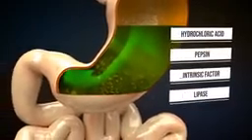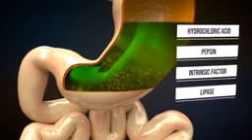Gastric juice consists, among other things, of hydrochloric acid, the enzyme pepsin, the intrinsic factor, and lipase for the digestion of fat.